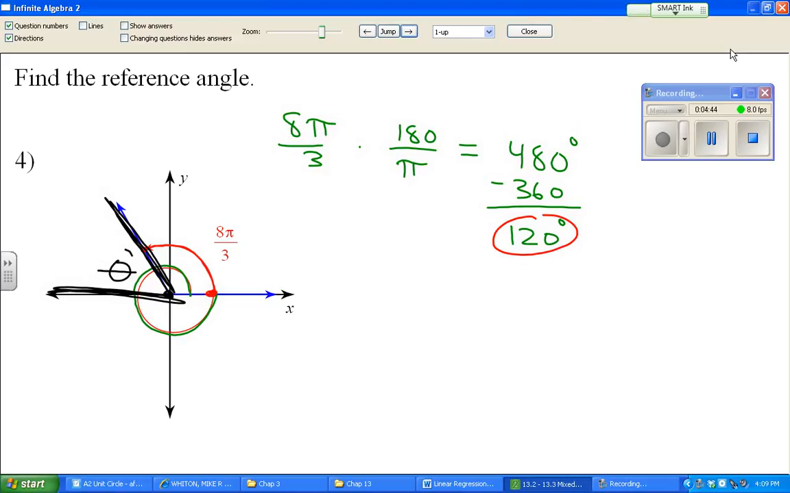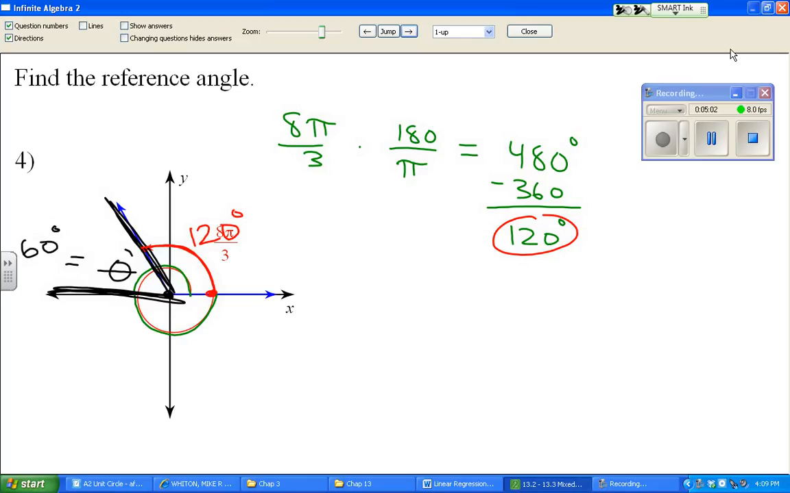And we just figured out that this opening was 120. Okay, so we can do 180 minus the 120, and we can get our reference angle in quadrant 2, and in this case it should end up being 60 degrees.